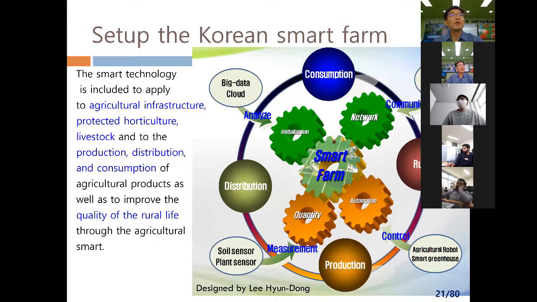This slide shows the scope of smart farm. Smart technologies have been applied to various fields, for example, agricultural infrastructure, protected horticulture, and livestock. Smart farm technologies cover a wide range from production and distribution up to consumption of agricultural products. In the end, smart farm links to the improvement of rural life.